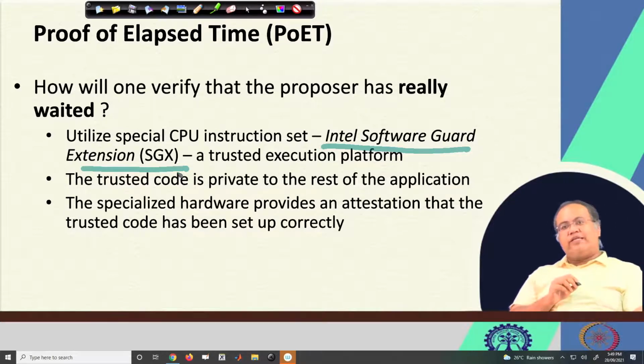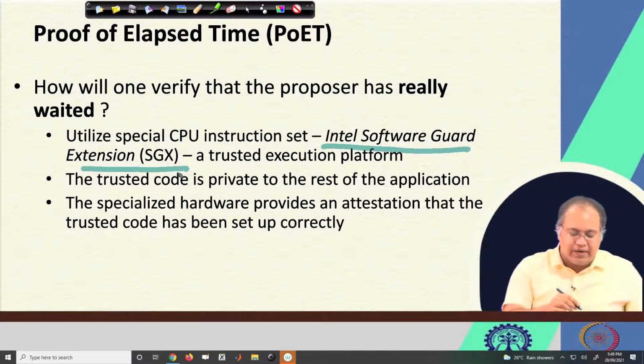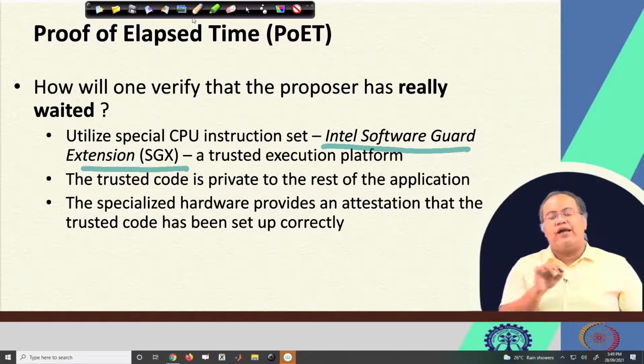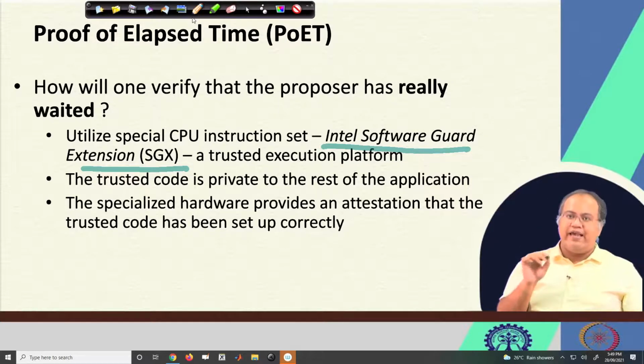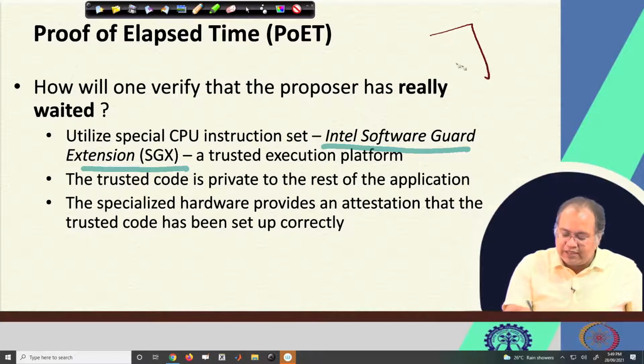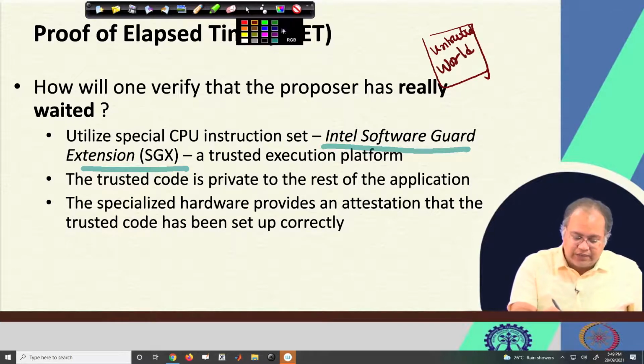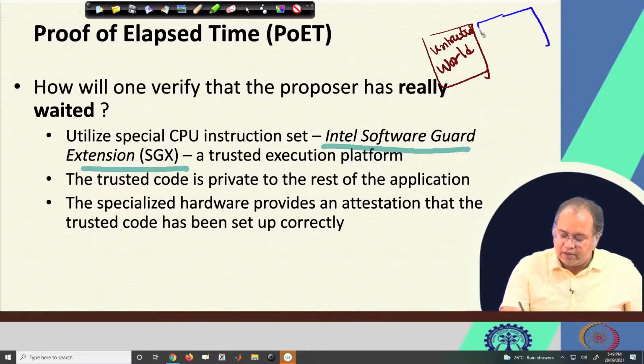This Intel SGX is a trusted execution platform. So what is a trusted execution platform? A trusted execution platform is basically a hardware component where you can put certain logic as a part of your operating system. This trusted execution environment divides your entire computing space into two parts. One is called the untrusted world, and another is called the trusted world.